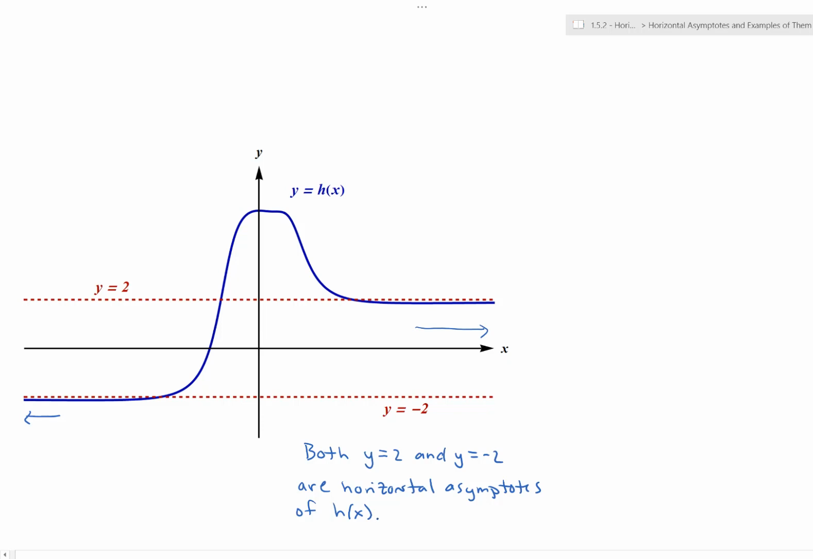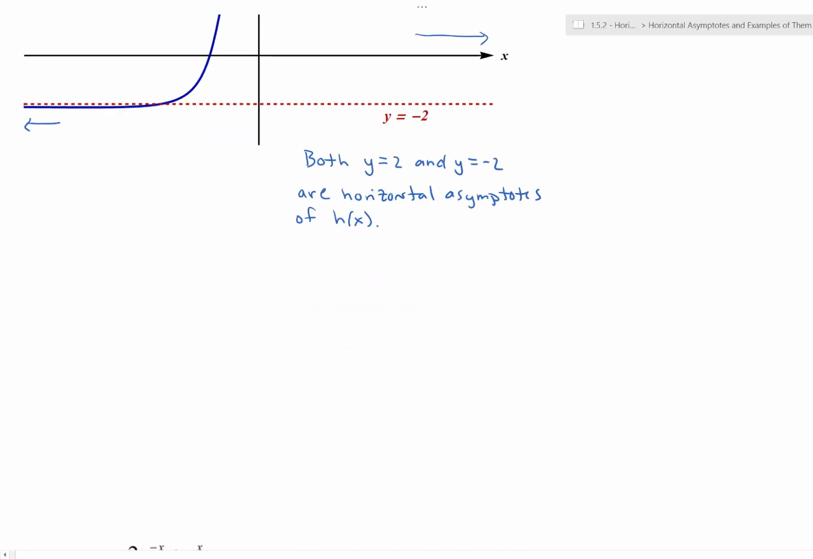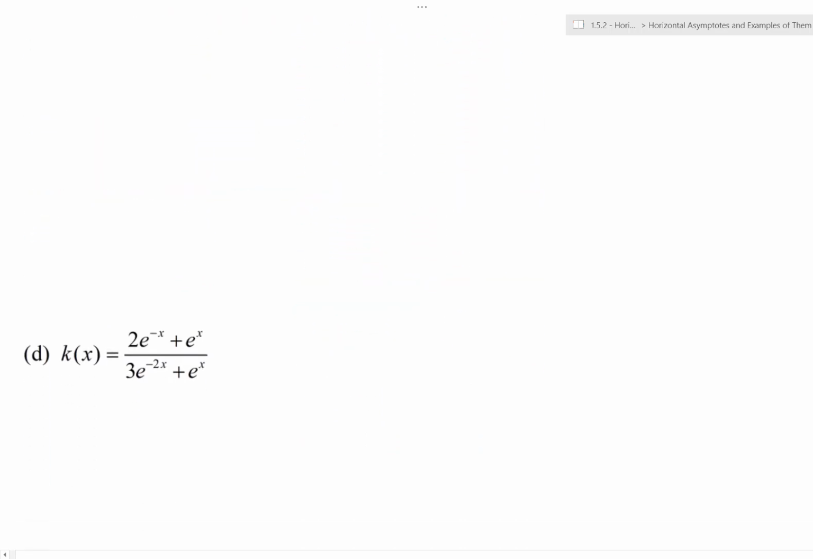So a function could have one horizontal asymptote or two, or of course there's many functions that don't have any horizontal asymptotes. But here's another example of one that has two different horizontal asymptotes. And I got one last example to show you before we end this video, and that's to look at the long-run behavior of this function right here, k of x, which is 2e to the negative x plus e to the x in the numerator, divided by 3e to the negative 2x plus e to the x in the denominator.